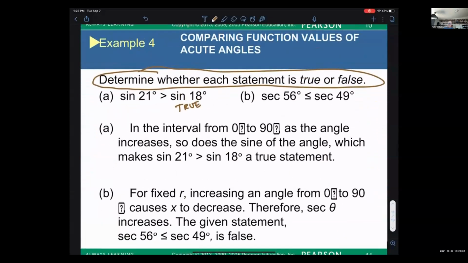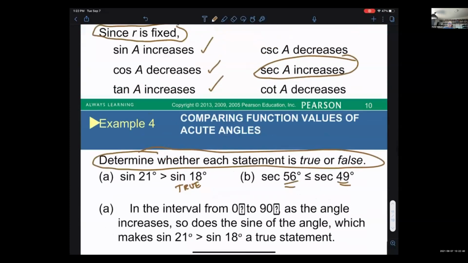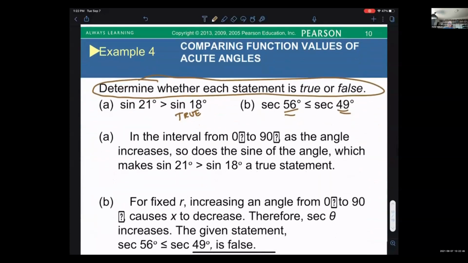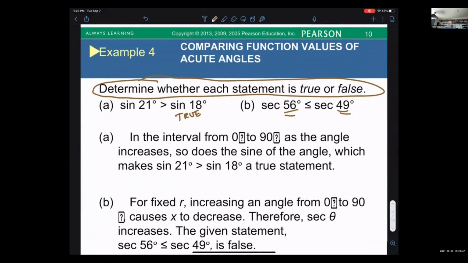So over here, they've increased the angle, but they're saying the secant is giving you less than or equal to what you had before. But since secant is increasing when the angle increases, and here they're saying it's less with a bigger angle, then we could conclude that this statement is false. Questions, comments, discussions about that?